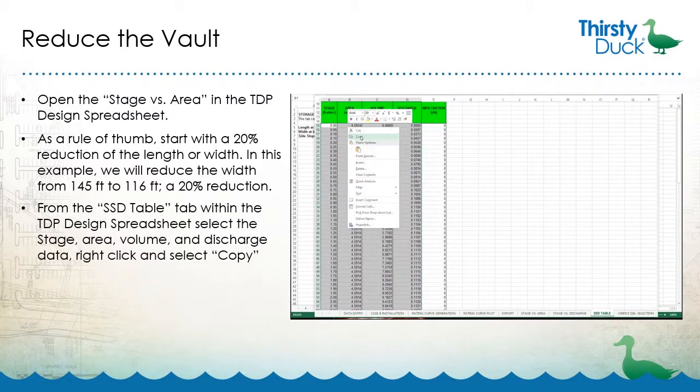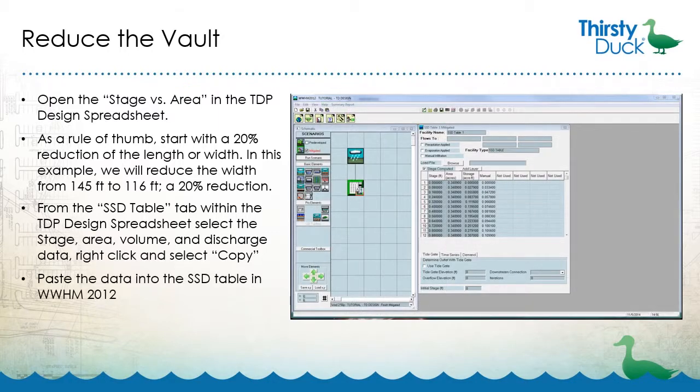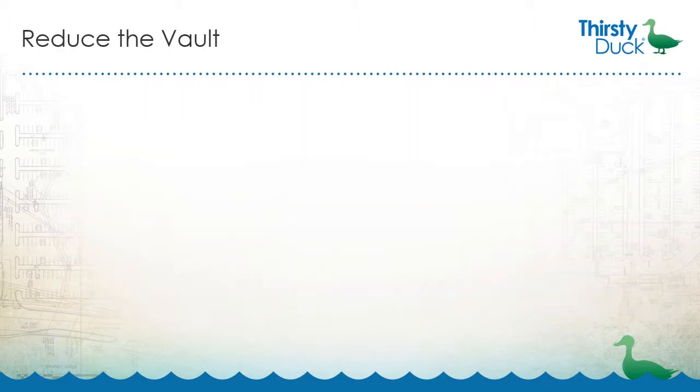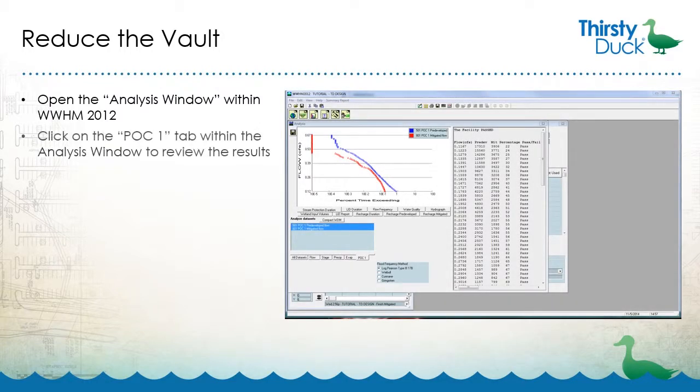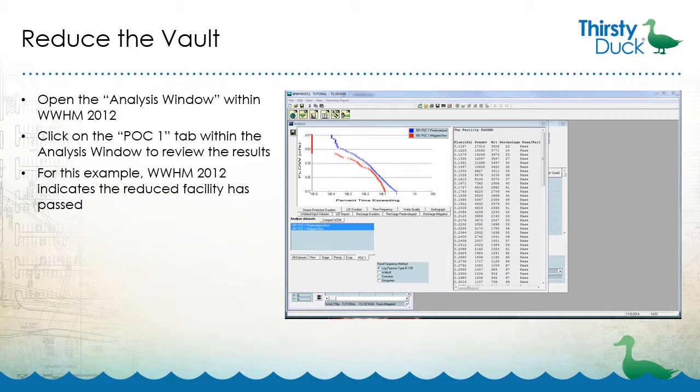Now, select the SSD Table tab and copy the new data into the SSD table in WWHM2012. Then, rerun the scenario. Open the Analysis window in WWHM2012 and click on the POC1 tab to review the results. For this example, WWHM2012 indicates the reduced facility has passed.